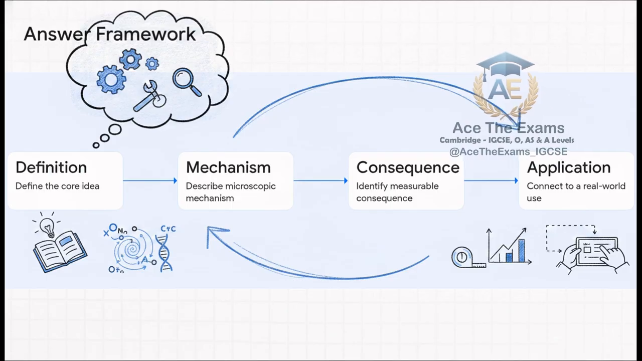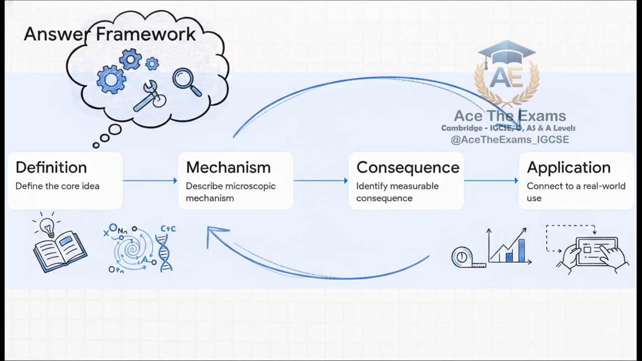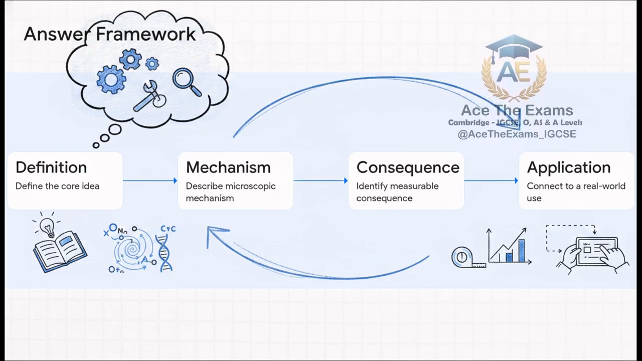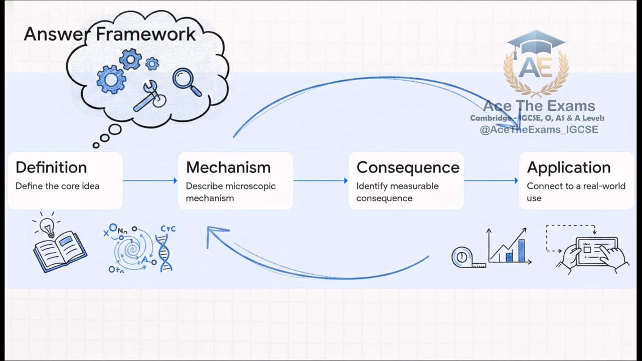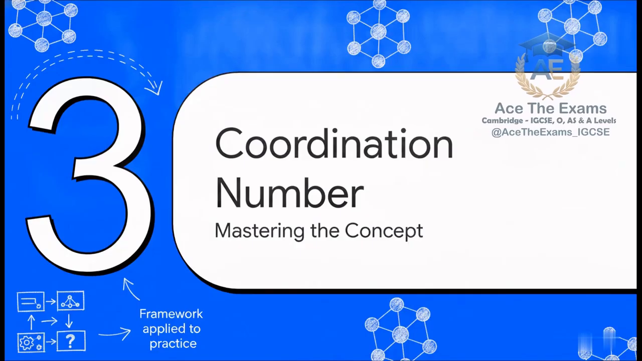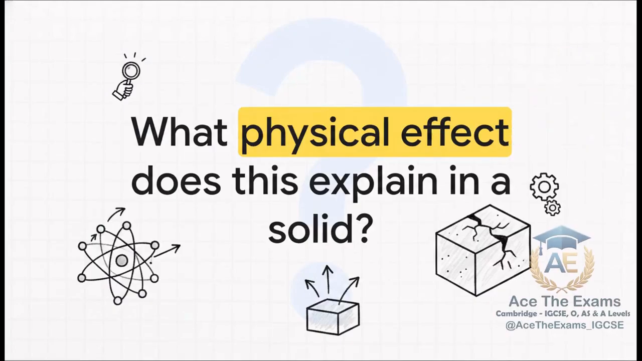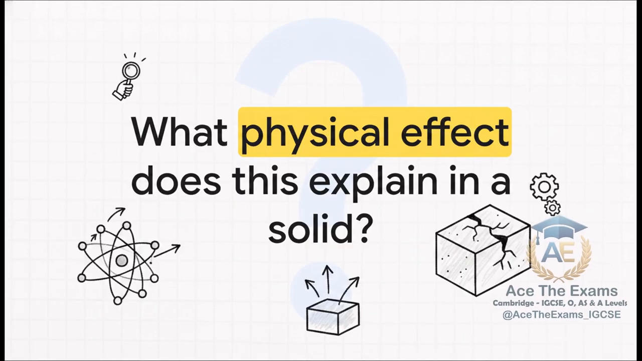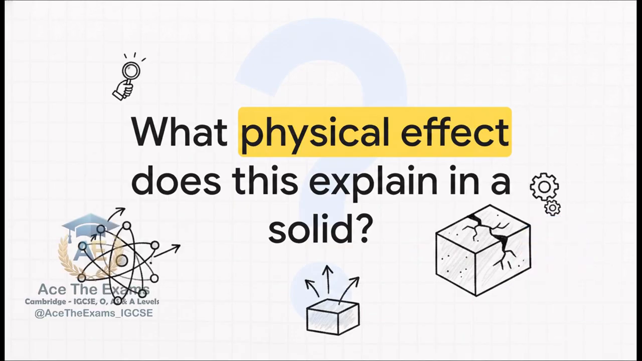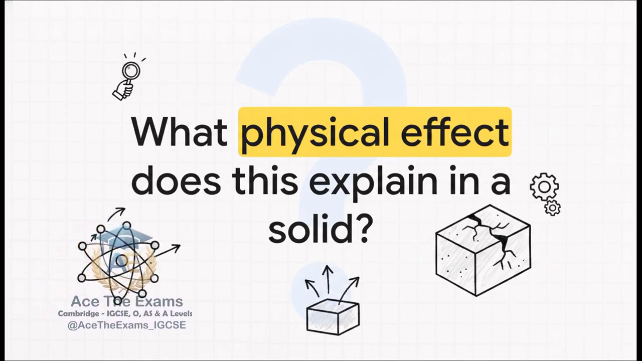Moving strictly from concept to evidence to scientific reasoning to the final application, that shows you, examiner, you understand the topic deeply enough to dominate both short and extended exam questions. It's a real game changer. Section 3, mastering the coordination number. A really strong approach to the coordination number shouldn't actually start with some dry definition. Instead, I want you to ask yourself this: what physical effect does this idea help explain inside a solid, and why on earth does that matter for real materials?